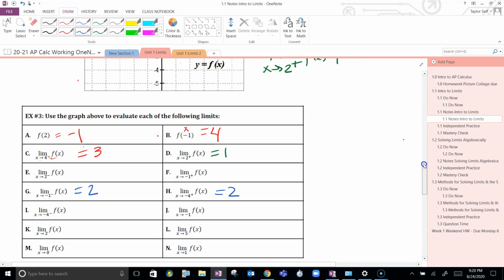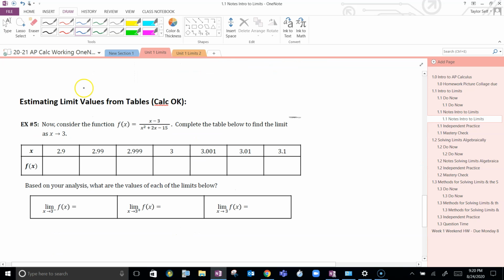Okay, let's look at limits from tables, because y'all did learn how to estimate a limit from a table, and this is just a reminder. So for a limit from a table, first you've got to fill out your table. Let's read the problem. Now consider the function right here, f of x equals, complete the table below to find the limit as x approaches 3. So I'm going to write that down. We're trying to find the limit as x approaches 3 of f of x, just the general limit.